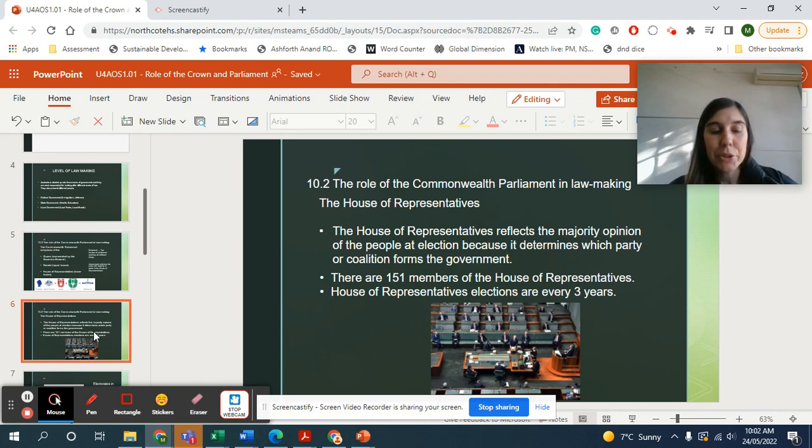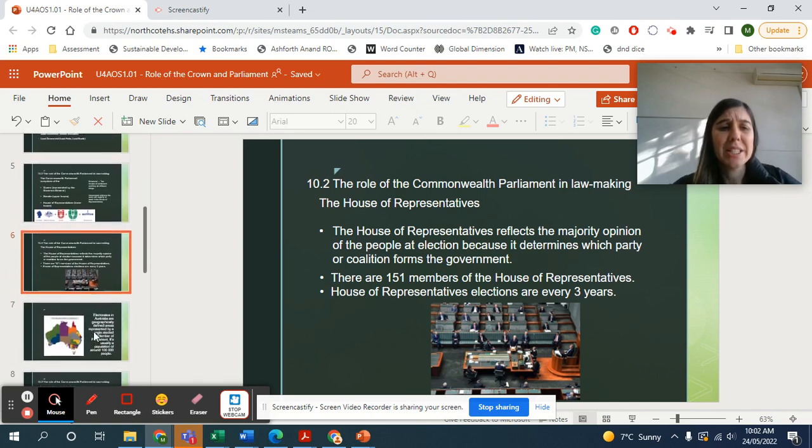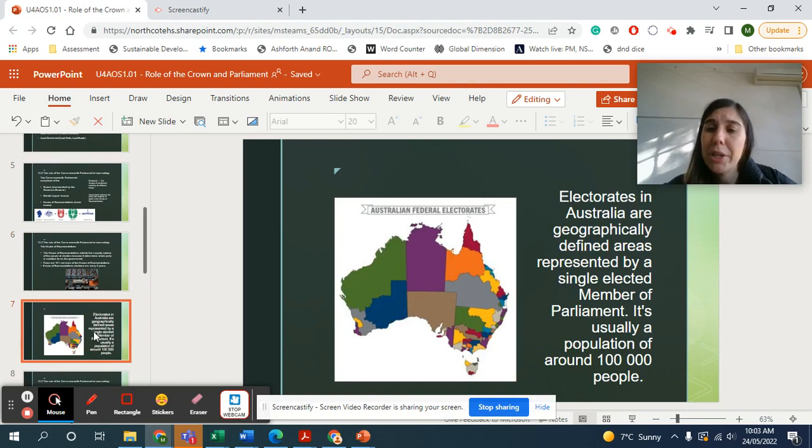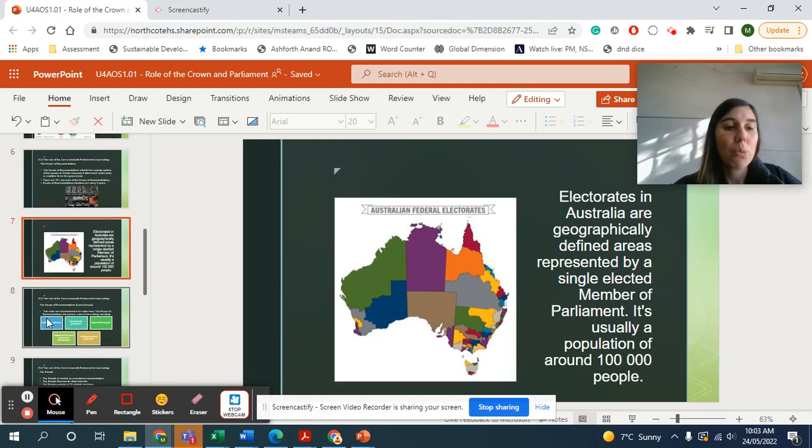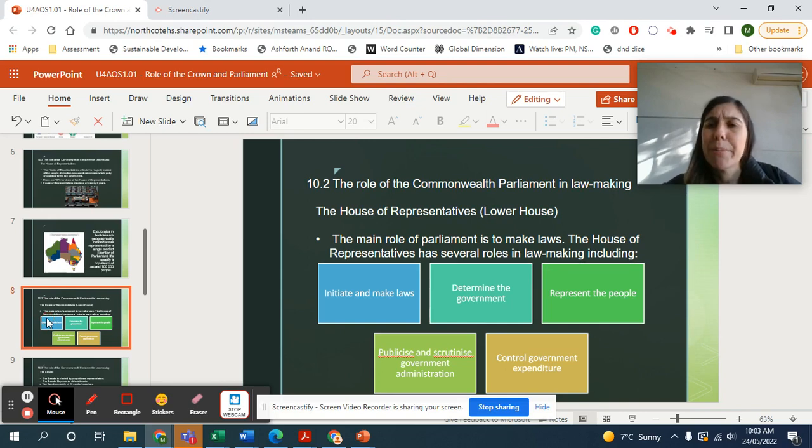Okay, so how do we determine these seats? Well, we divide Australia up into electorates. Now, an electorate is a geographically defined area, and you can see they're all slightly different, and it's represented by a single member of Parliament, a single person, and it's usually around 100,000 people voting for this person. And then this person will have a physical seat in Parliament if they win against who they're running against. Okay, so that's how we determine who sits in the House of Representatives. So what is the responsibility of the House of Representatives?